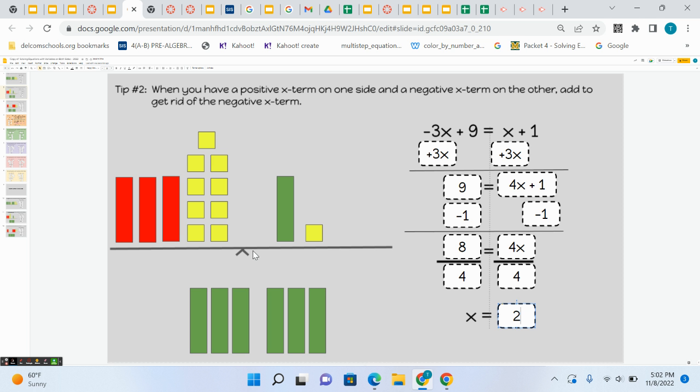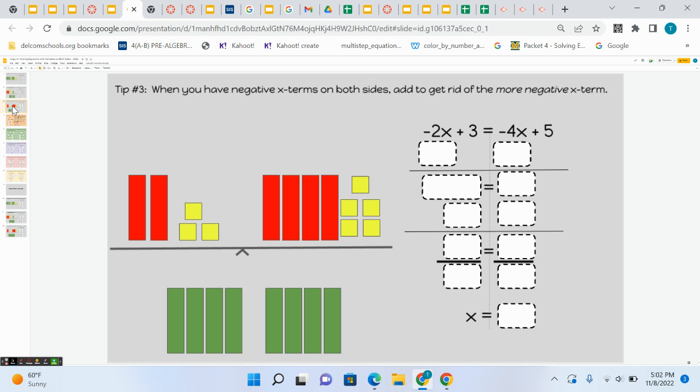So tip 2. If you have a negative value of x and a positive value of x on opposite sides of the equal sign, I recommend you get rid of the negative one by adding. Okay, last piece of advice. When you have negative x terms on both sides, I recommend you add to get rid of the more negative x term, the one that's more negative.